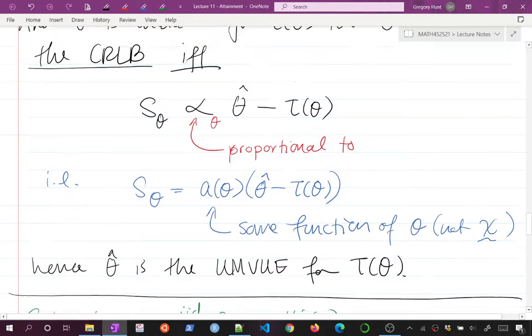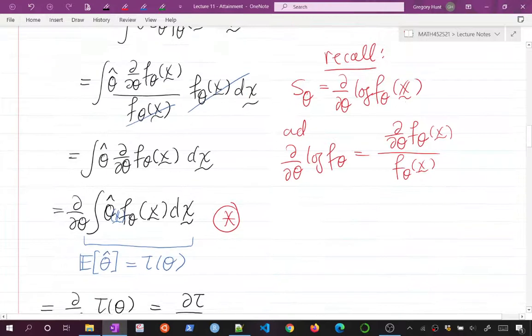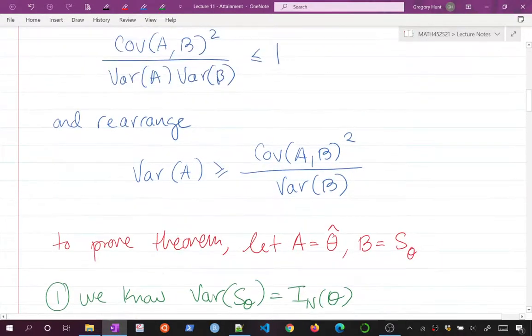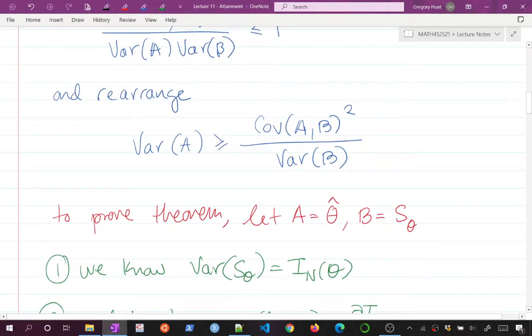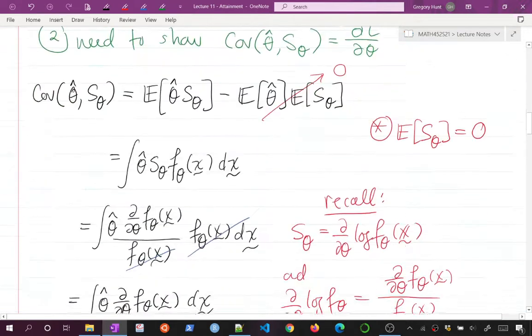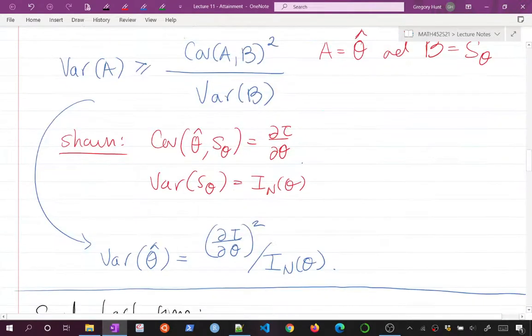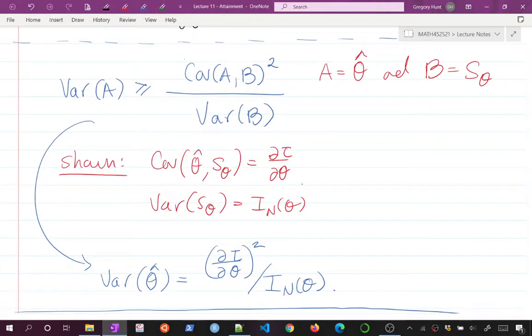Okay. Now, let's go back and look at our proof of the Cramer-Rao lower bound, because this is going to help us out. Here's basically the sketch of the Cramer-Rao lower bound proof. And so we had the variance of A is bigger than or equal to the covariance squared over the variance of B.